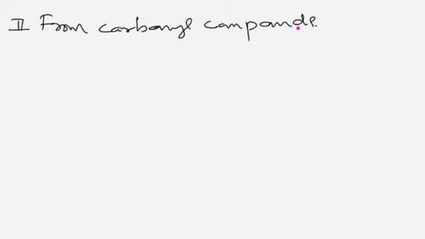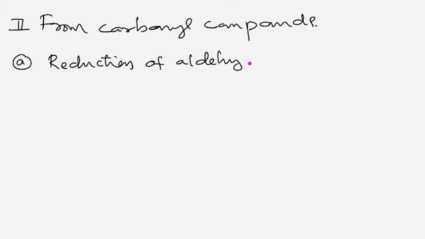This is the second part, preparation of alcohols from carbonyl compounds. And we know that carbonyl compounds are nothing but compounds containing the CO group. And in that, the first one I'm going to write is the reduction of aldehydes and ketones. Very simple reactions are there.